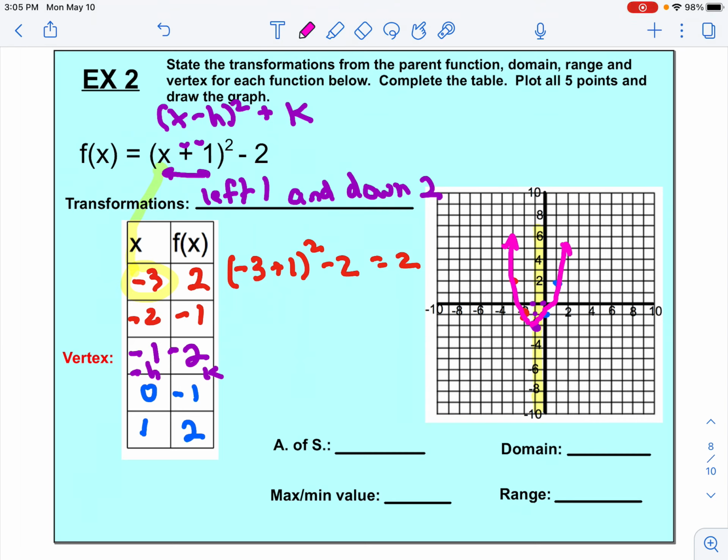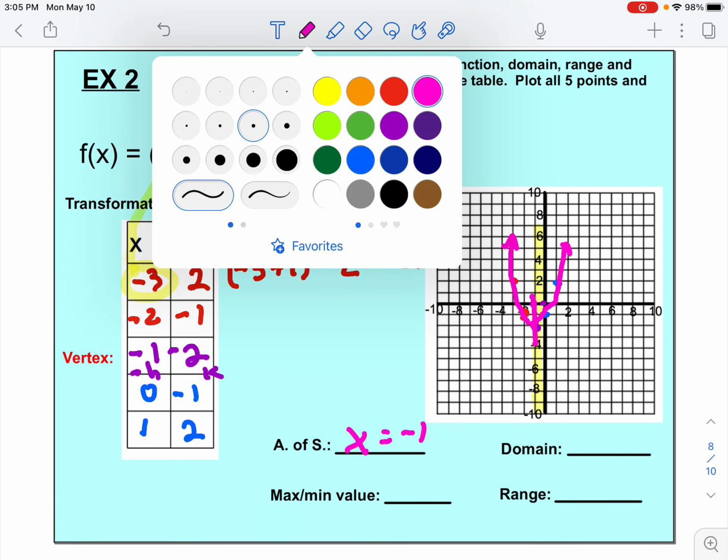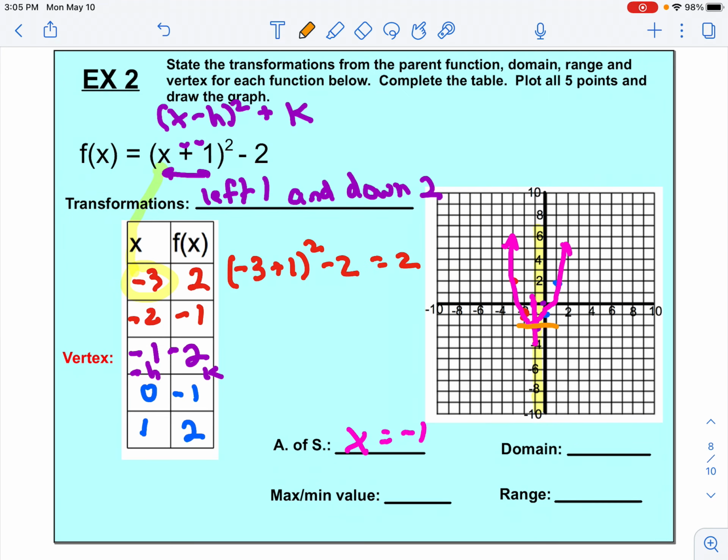Okay, so now what is that axis of symmetry? The axis of symmetry goes through right here at that vertex, the x value being -1. So it's x equals -1. That minimum or maximum value right there never goes below this point right here, which is the y value of my vertex. So my minimum value is -2. My domain is going to be all real numbers, and my range, my y values never go below, so they're greater than or equal to -2.